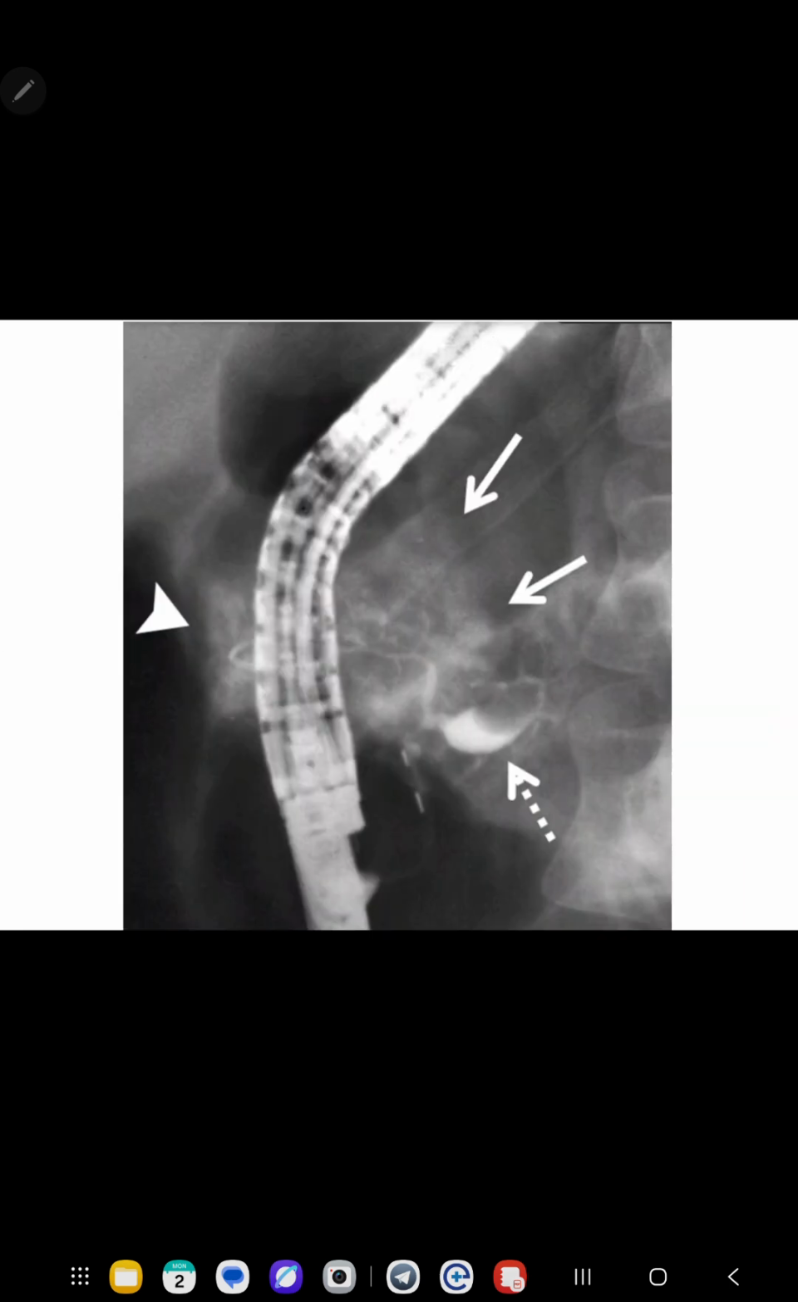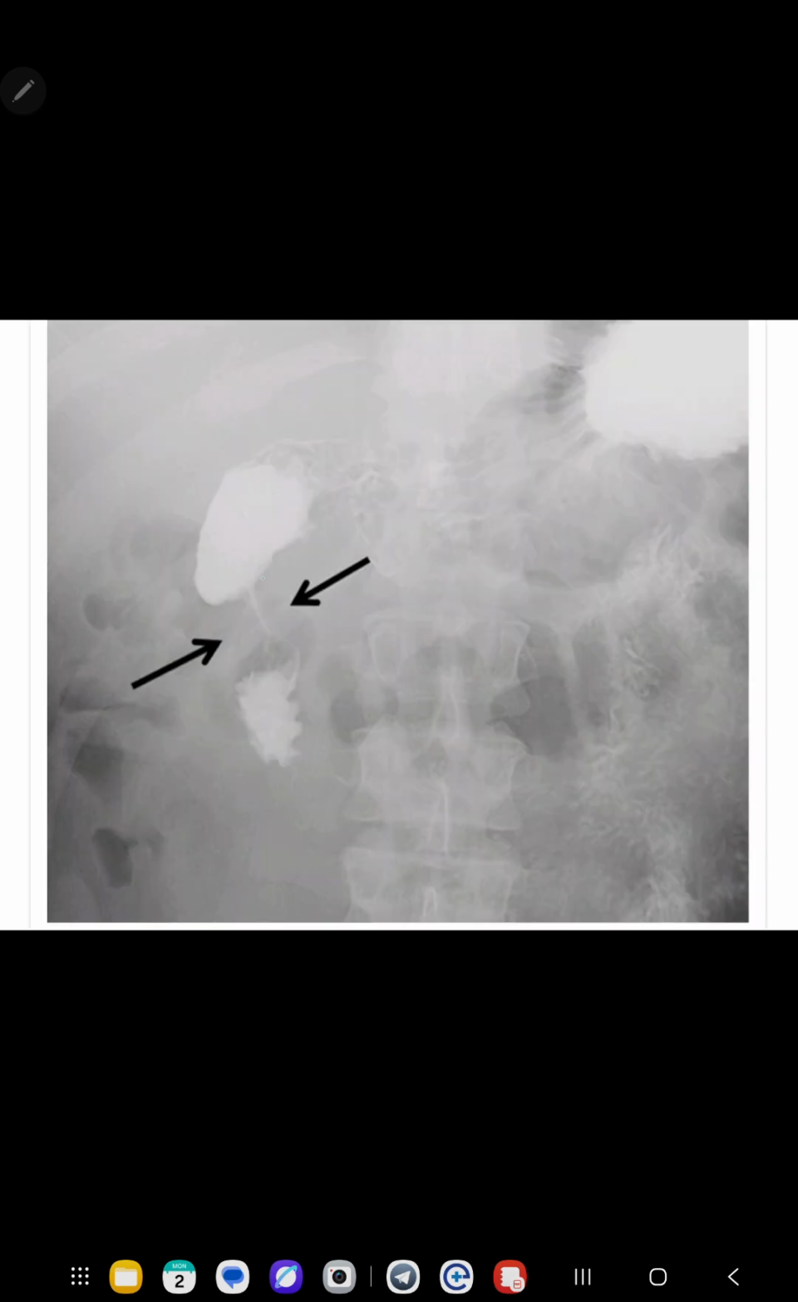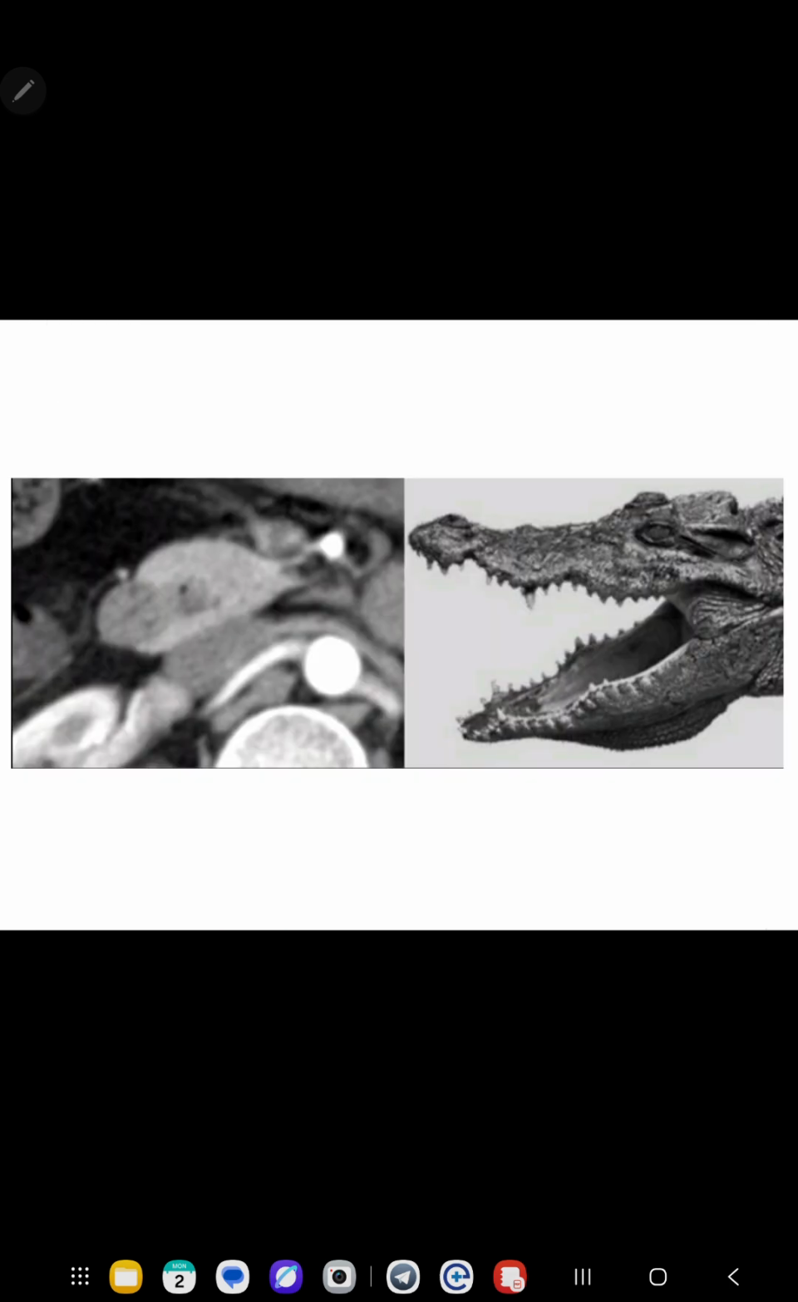Now in this ERCP image, we can see the ventral pancreatic duct is having a circular course. That means it is annular pancreas. Now this is a barium study showing narrowing of the lumen of the duodenum. That means there is obstruction.